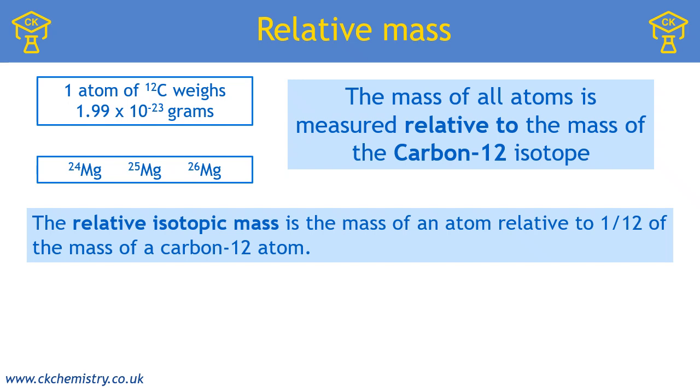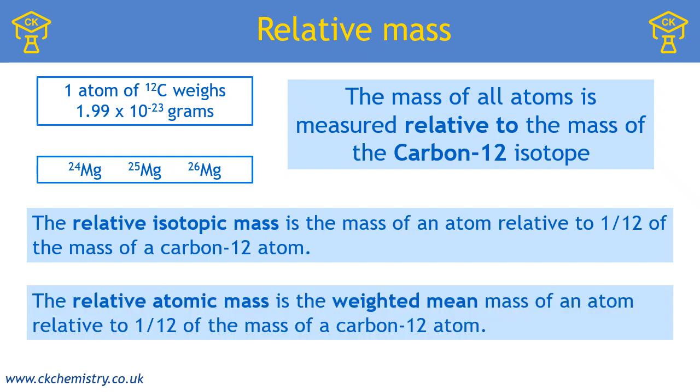So remember that definition. That second part is the bit about it being relative. Now, isotopic mass is the same as mass number, essentially, and it's always a whole number. But on the periodic table, what we have is not isotopic mass, what we have is relative atomic mass. So the relative atomic mass of magnesium on your A-level periodic table is 24.3. And that is because it is a weighted mean, i.e. an average mass of an atom relative to 1/12 of the mass of a carbon-12. So the second part of that definition is exactly the same. Very important to remember it.